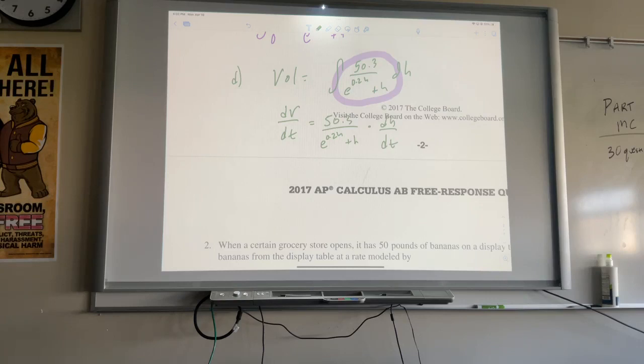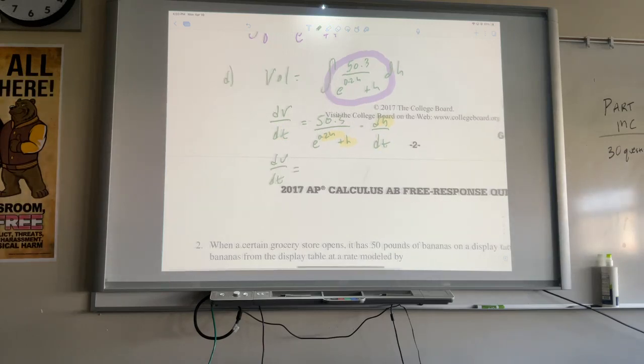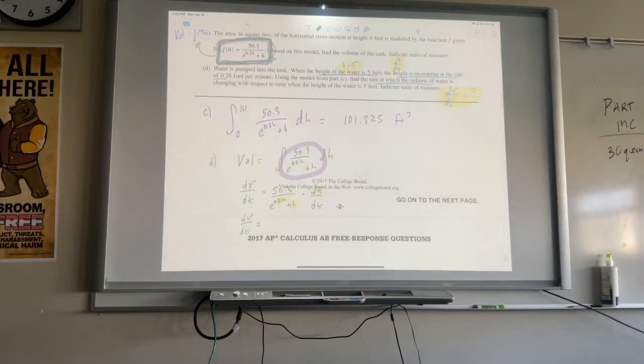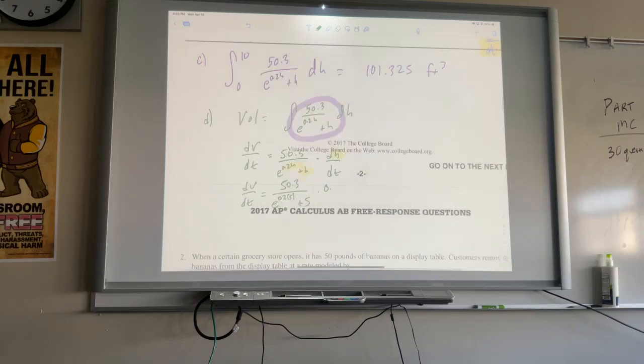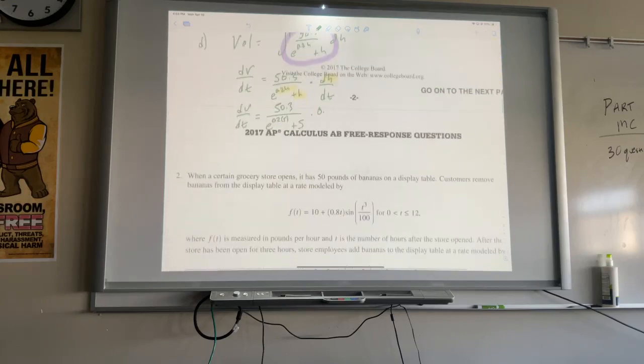You're amazing. Good job. Look guys, because it's in terms of h, if I do an 8 dh dt, now it's in terms of t. Okay? So look, I don't know what dV dt is. I need to plug in the height is 5 and dh dt, which was 0.26. So it's going to be 50.3 e to the 0.2 times 5 plus 5 times 0.26. And you can type all that in.